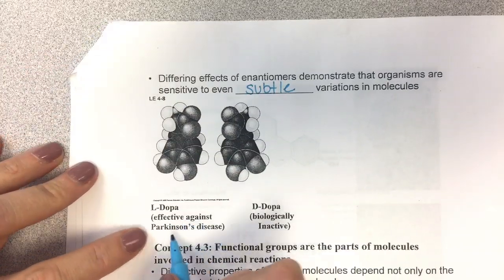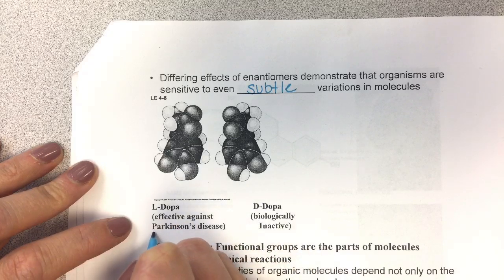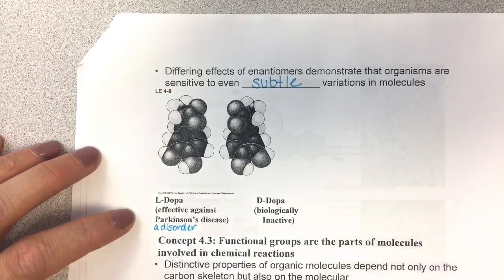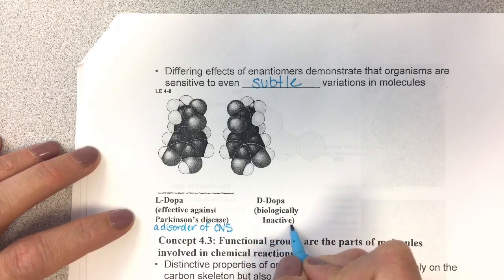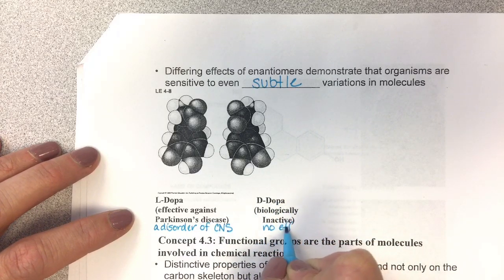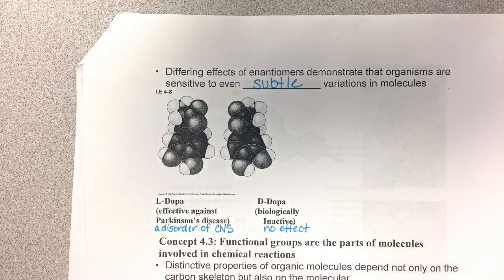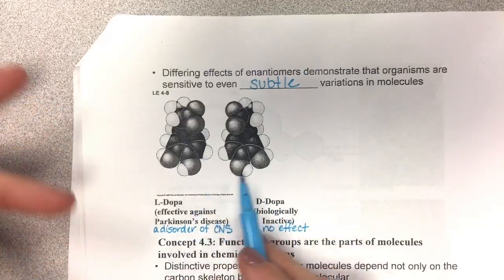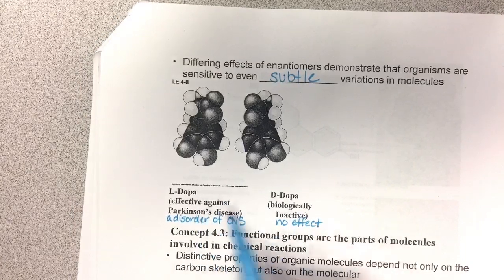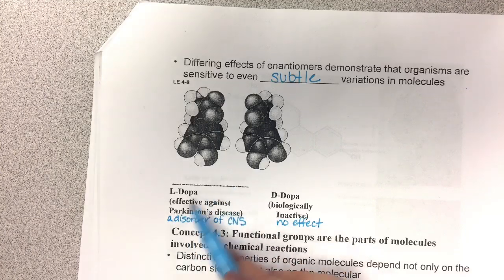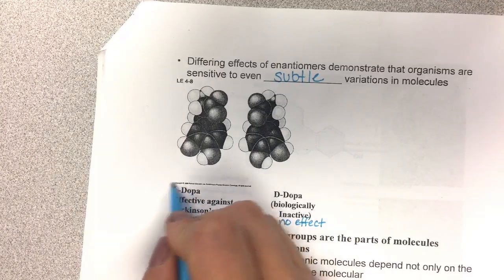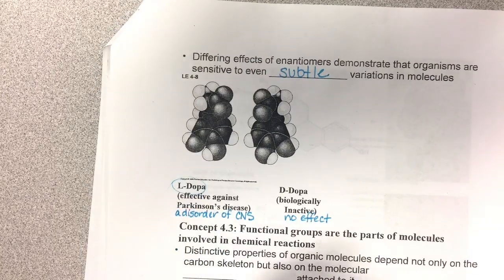L-DOPA is an effective medicine against Parkinson's disease, which is a disorder of your central nervous system. And D-DOPA is biologically inactive, so that means it has no effect. So the fact that these guys are isomers, they have the same molecular formula, different structure, changes how it reacts in our body. So no effect versus a good effect here, and therefore we want to make sure to give the L-DOPA for people who have Parkinson's.